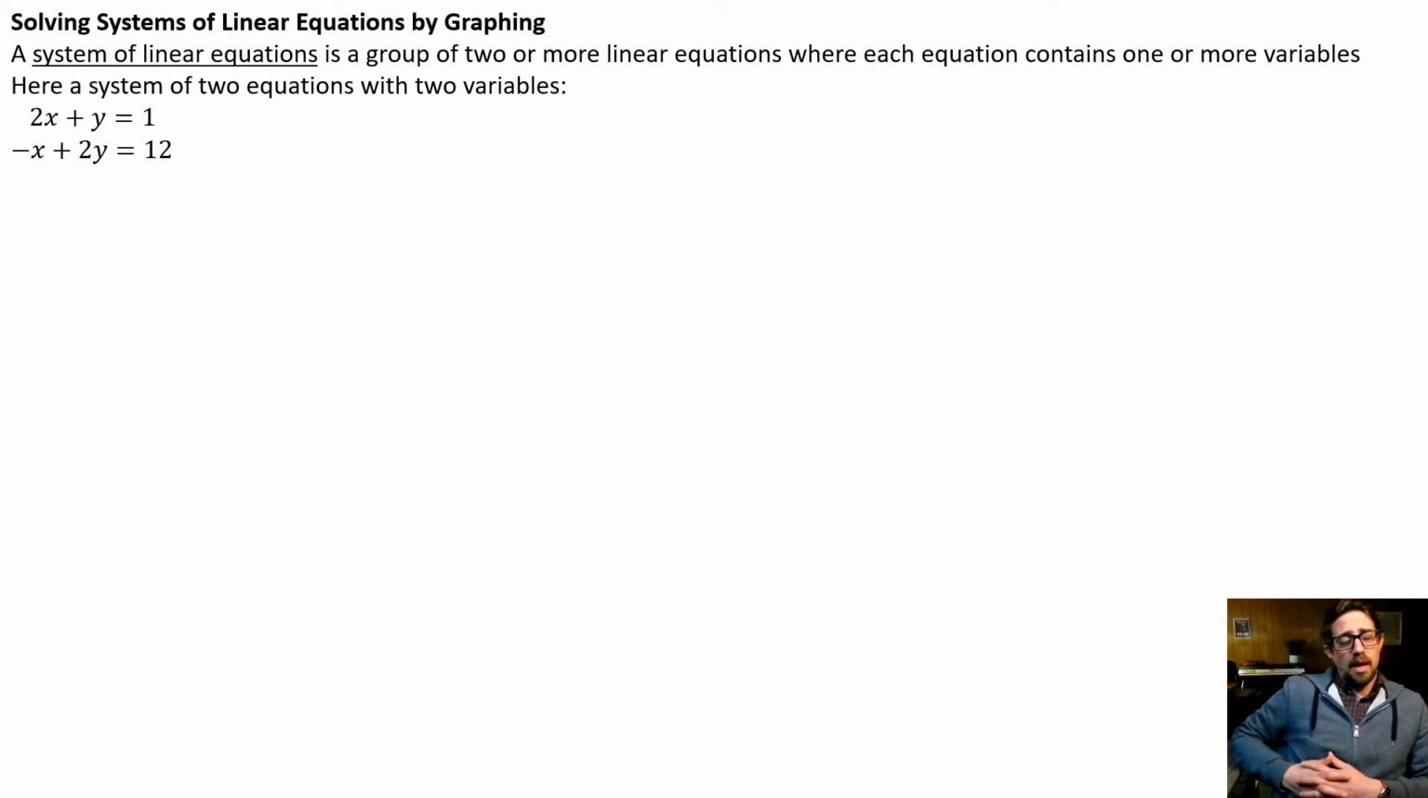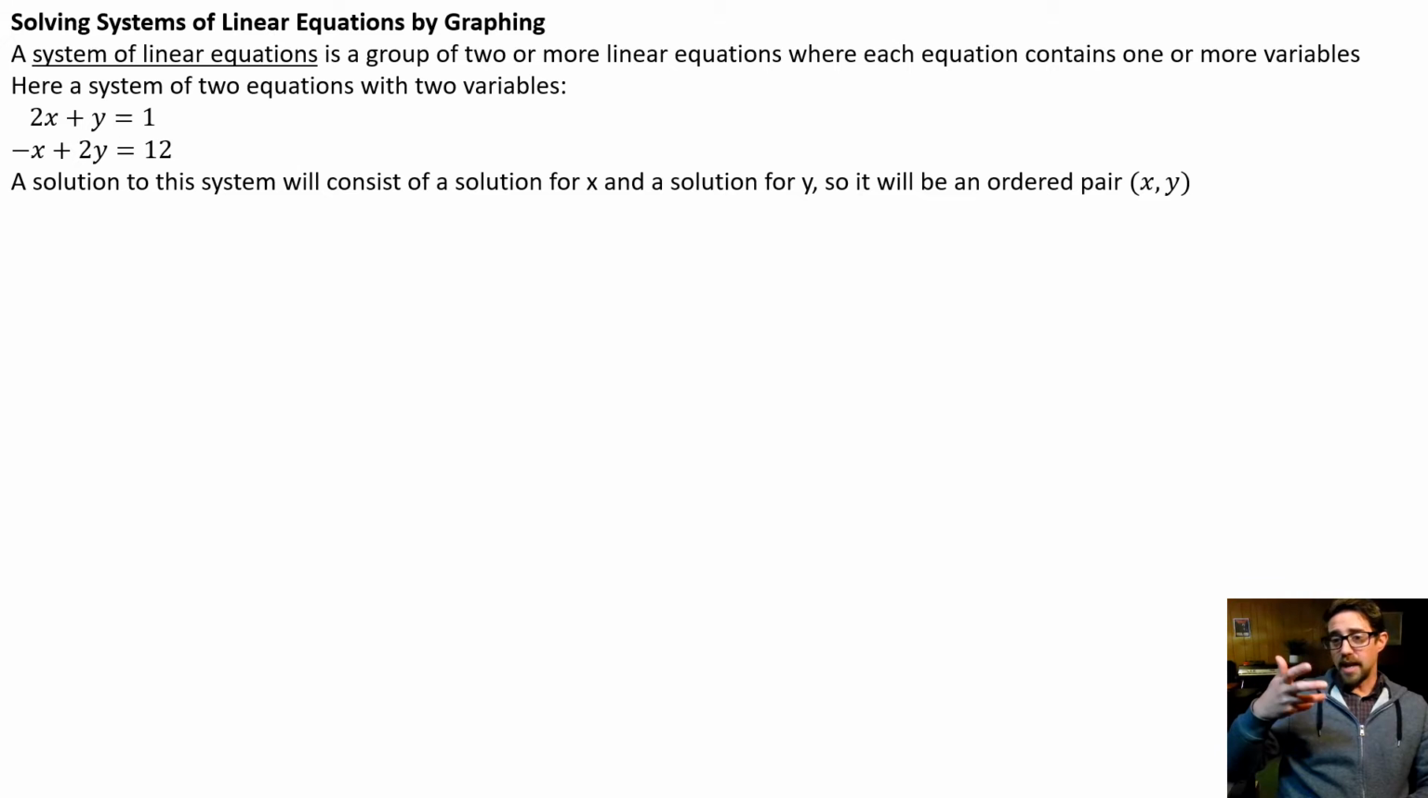So there's one. 2x plus y equals 1 and negative x plus 2y equals 12. That's a system. It's got two equations, and it's got two variables. And what we'll find is there's generally going to be a unique solution to this, but the solution is going to have two components to it. It's going to have a solution for x and a solution for y. So there's some specific unique x and some specific unique y that satisfies this system, meaning that it solves both equations.